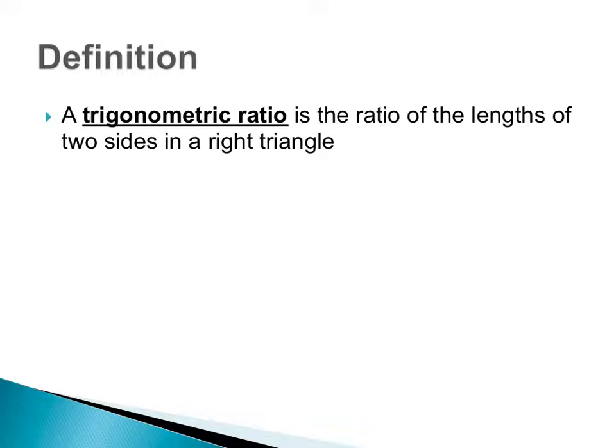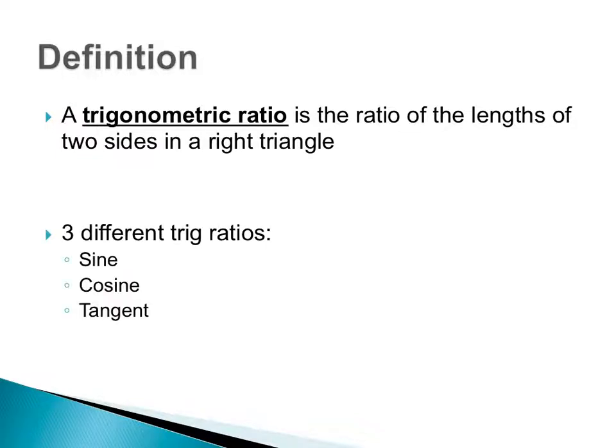Okay, so first thing, a trigonometric ratio is the ratio of the lengths of two sides in a right triangle. So trigonometry only makes sense in right triangles. It will always be a right triangle, not an acute triangle, not an obtuse triangle, always a right triangle. There are three different ratios: sine, cosine, and tangent. And we will be doing all three today.